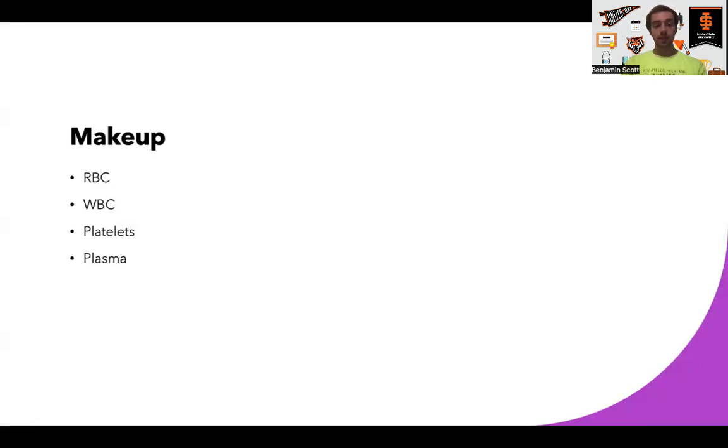The next one is platelets. Those are in charge of healing. They're fragments of basically red blood cells. Their job is they're a clotting factor, and so they will stick together when needed. So if you ever cut yourself and you get a scab, that's your platelets.